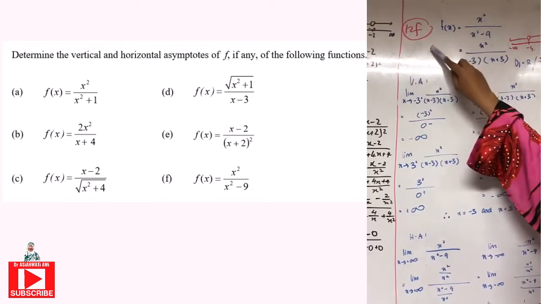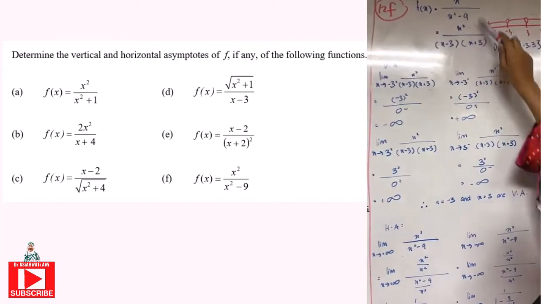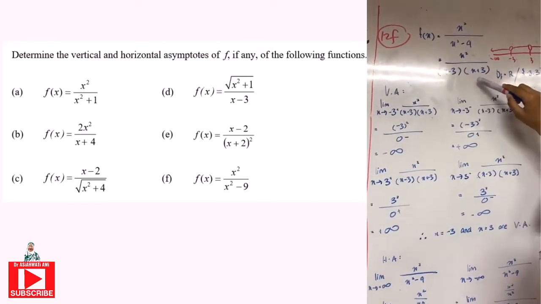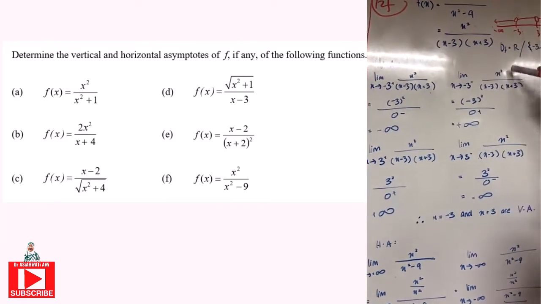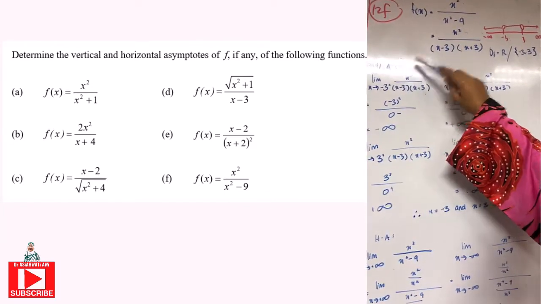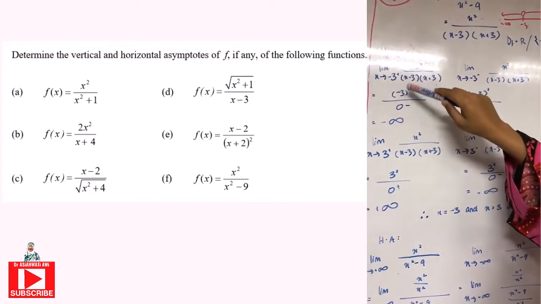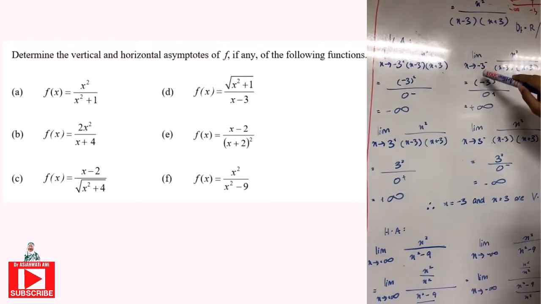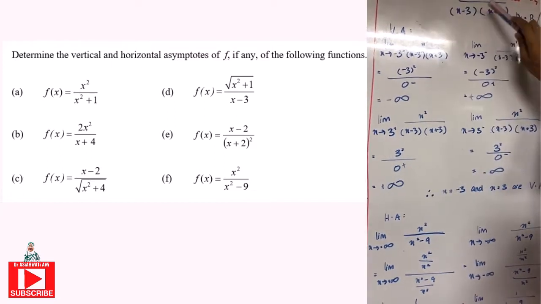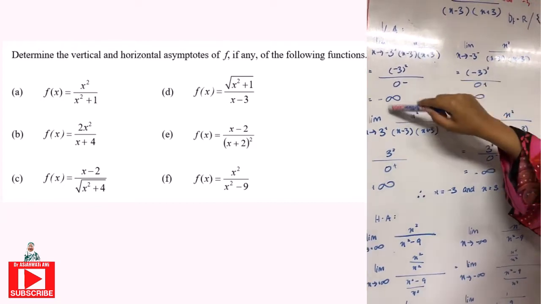This is question 12f. Given the function x squared over x squared minus 9, we can factorize the denominator into x minus 3 times x plus 3. So from here we know the domain is all real numbers except negative 3 and 3. Then for the vertical asymptote, we take negative 3 and 3, the limit as x approaches negative 3 from the right and from the left. From the right, we take the factorized equation and substitute negative 3 into it, and we get infinity.